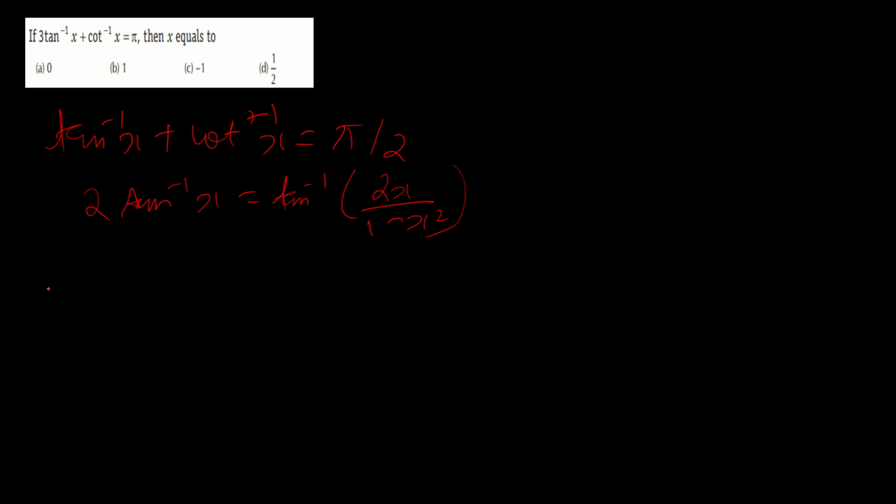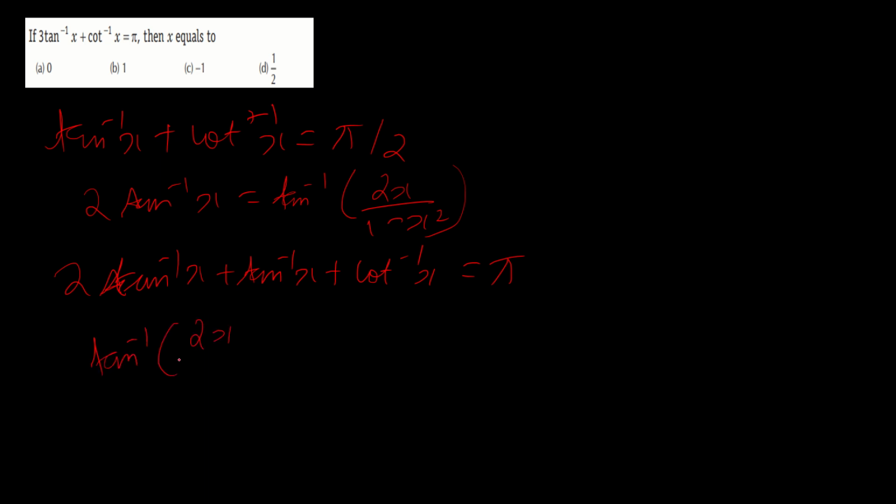So 3 tan inverse x, I can write like this: 2 tan inverse x plus tan inverse x plus cot inverse x equal to pi, right? So 2 tan inverse x, I can substitute like this: tan inverse 2x by 1 minus x square plus pi by 2 equal to pi. Let's push this pi by 2 into the RHS. We get pi minus pi by 2. What is pi minus pi by 2? It is pi by 2. Tan inverse 2x by 1 minus x square equal to pi by 2.